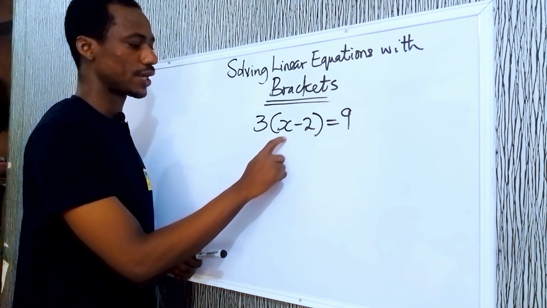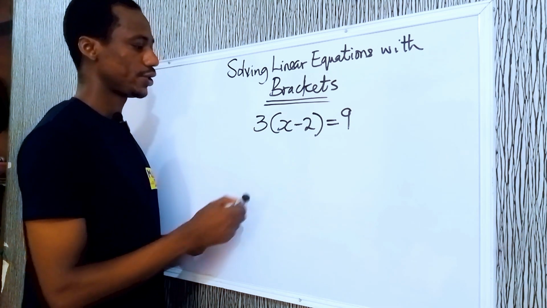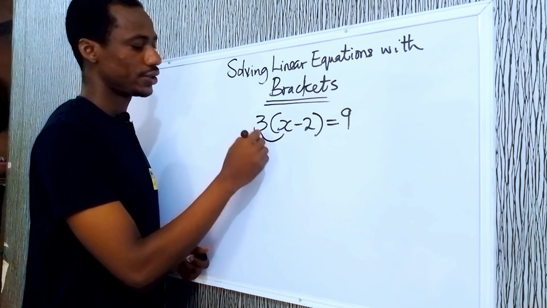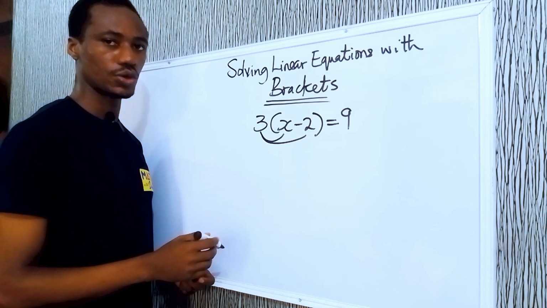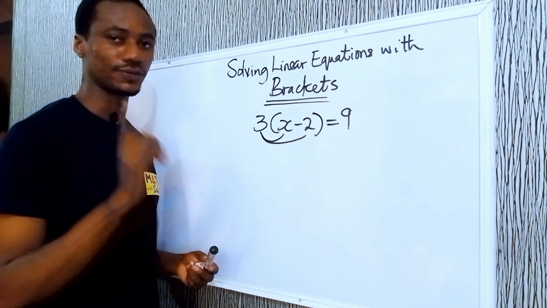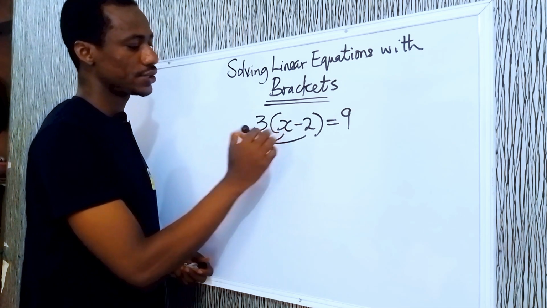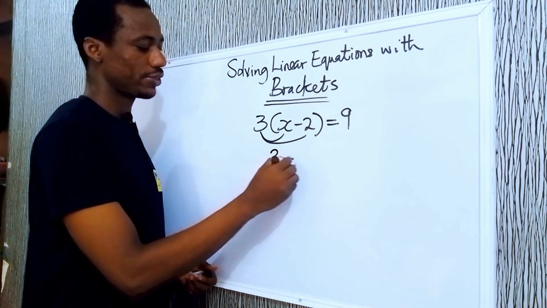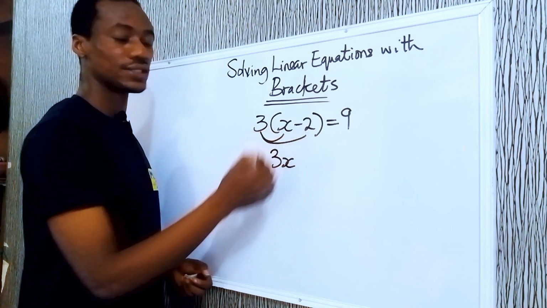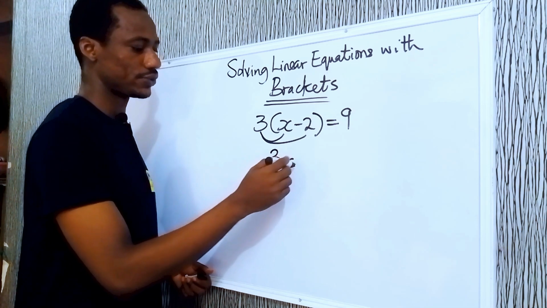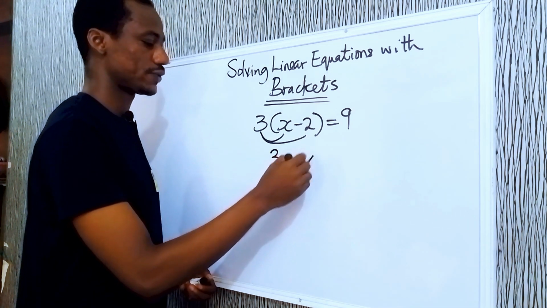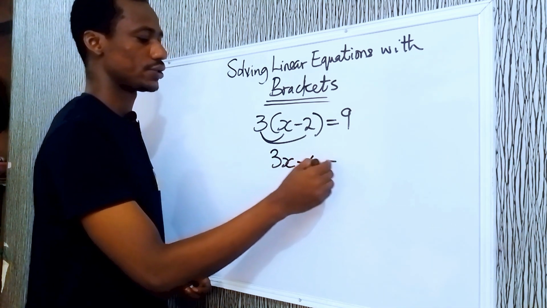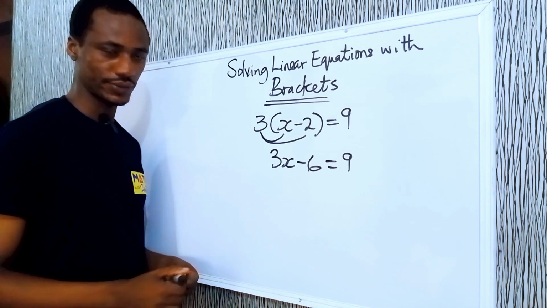So that means we multiply each term by 3. Multiply x by 3 and multiply 2 also by 3. Make sure you don't leave any of the terms out. So 3 times x will be 3x, and then 3 times -2 will be -6. And on the other side we already have 9.